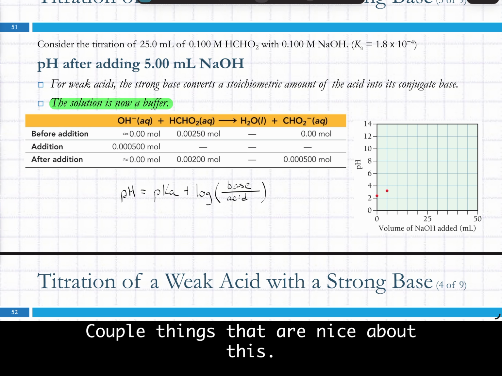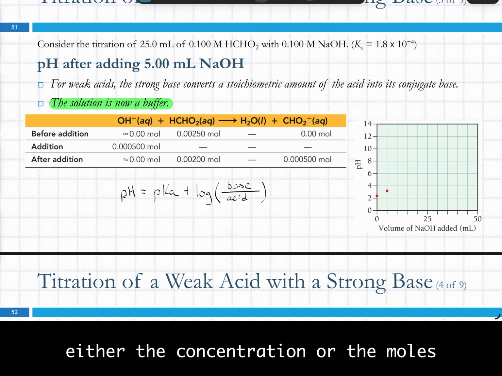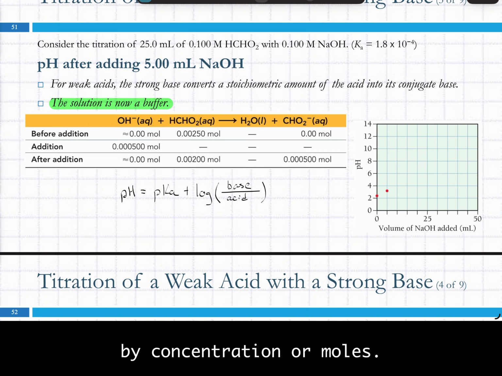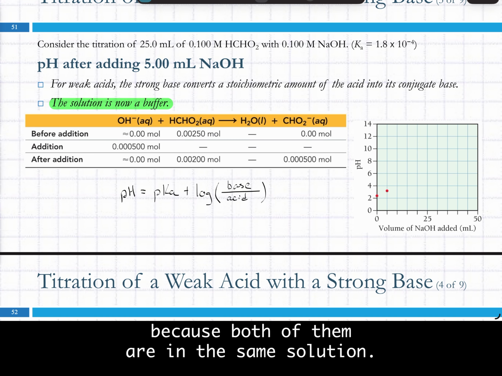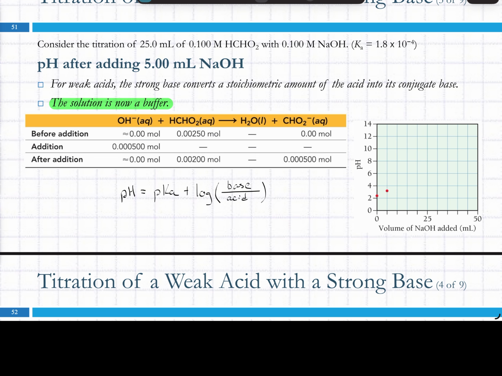A couple things that are nice about this. The volume doesn't matter because I'm dividing either the concentration or the moles by concentration or moles. And so the units completely cancel out because both of them are in the same solution. So if I do include the volume, if I do calculate molarity, then the liters will just cancel. So I can do it with just moles. And then we do need the pKa. So negative log of 1.8 e to the negative 4. So pKa is 3.744727.